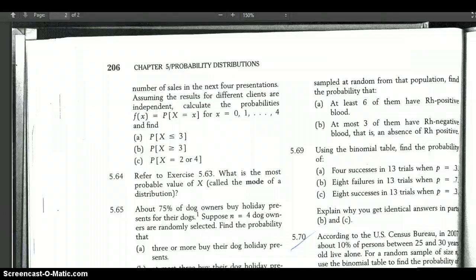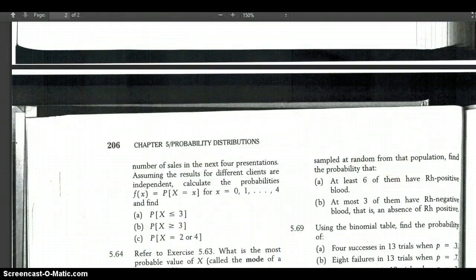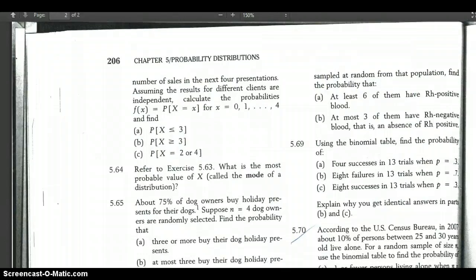So if 8 people are sampled at random, we're going to ask 8 people about their blood, to see if they are Rh positive or Rh negative. Part A, at least 6 of them have Rh positive blood. So that means out of 8 people, what's the probability that at least 6 of them are Rh positive? That means either 6 or 7 or 8. 8, because we're going to ask 8 people, so at most all 8 people have Rh positive blood.